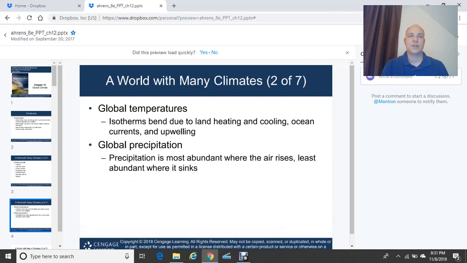Global temperatures. Isotherms are lines of equal temperature. So the isotherms, lines of equal temperature, bend due to land heating and cooling, ocean currents, and upwelling. All of these things impact the way the lines of equal temperature, the average temperatures for the climate, bend and change shape. Global precipitation. Precipitation is most abundant where the air will rise, and it's least abundant where it sinks.